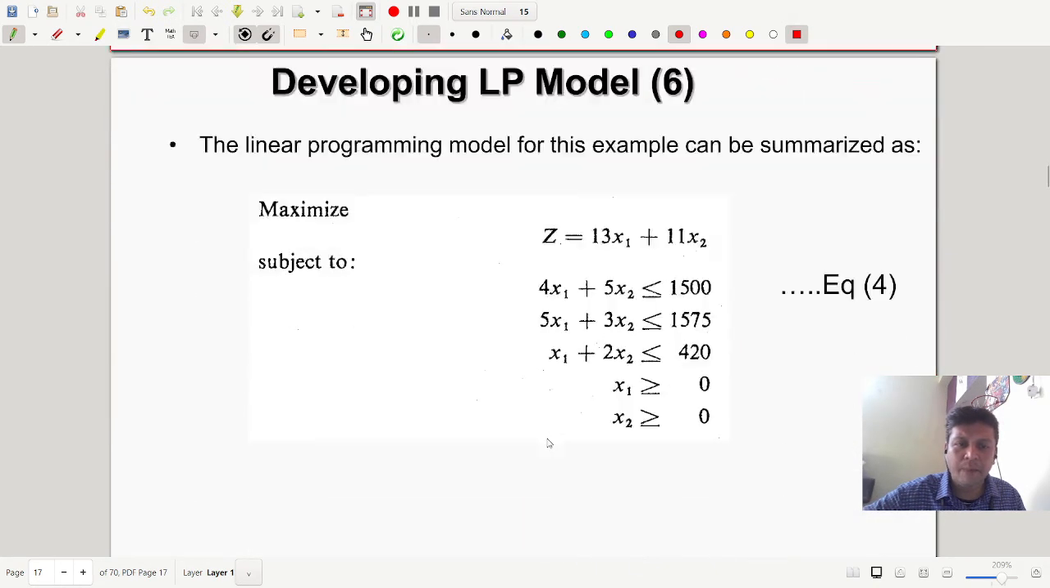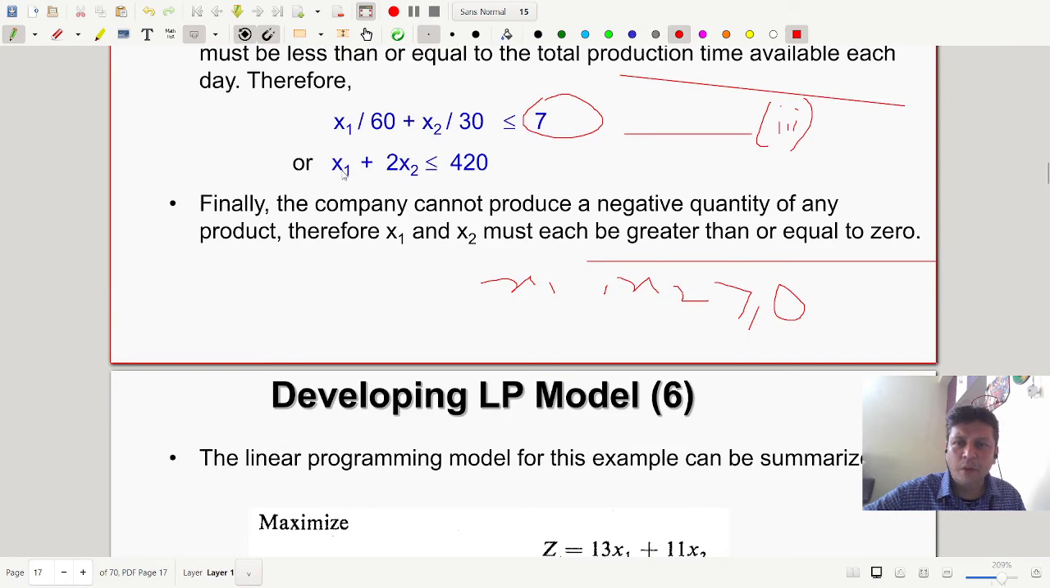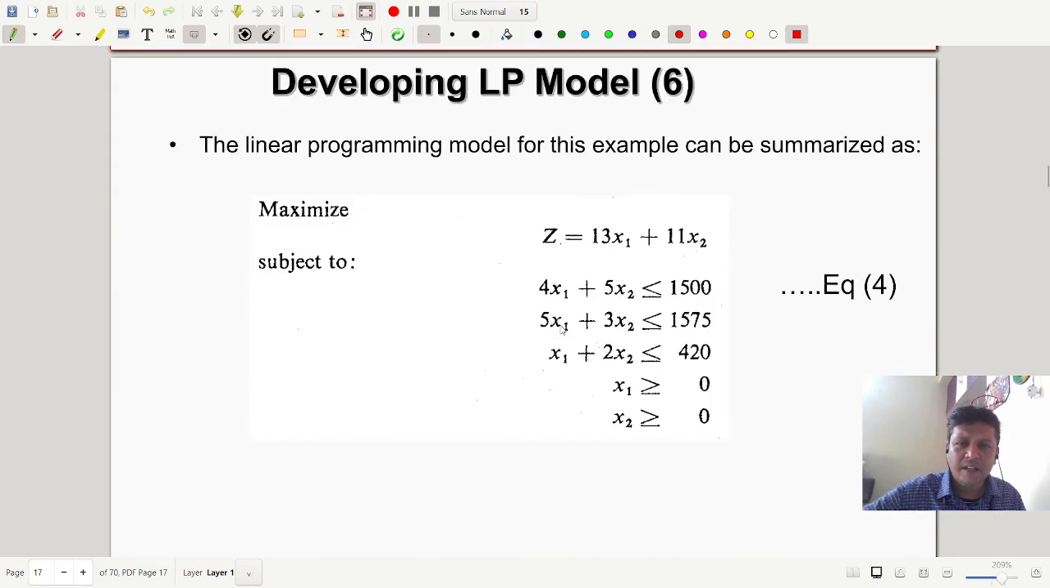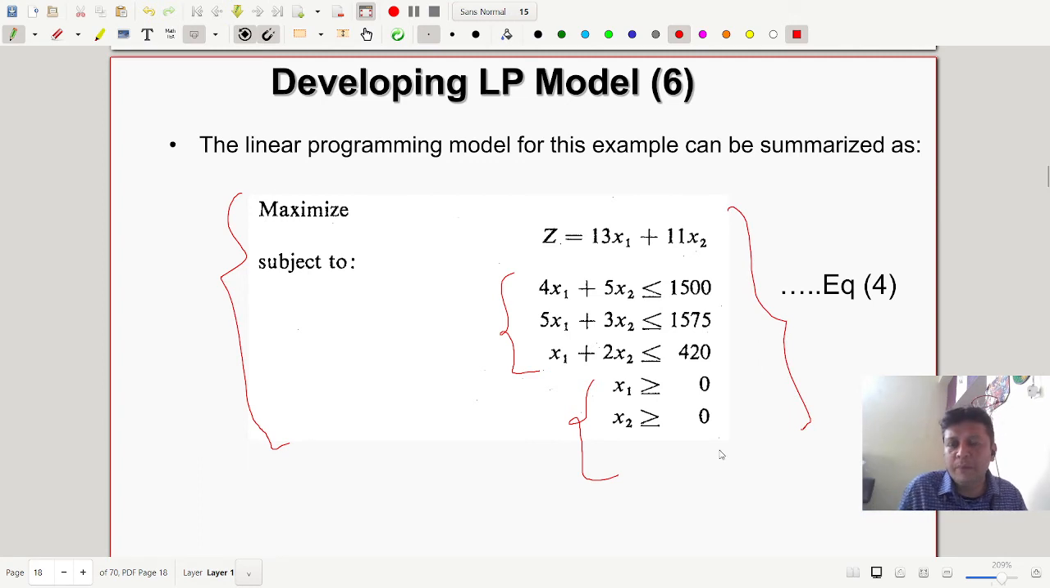That is your LPP. So your LPP becomes: maximize z equal to 13x1 plus 11x2, subject to the constraints 4x1 plus 5x2 less than or equal to 1500, 5x1 plus 3x2 less than or equal to 1575, and x1 plus x2 by 2, which if you simplify is x1 plus 2x2 less than or equal to 420, and x1, x2 greater than or equal to 0. This is the non-negativity restriction, these are the constraints, this is the objective function. So this is your mathematical formulation of the LPP, or linear programming model.